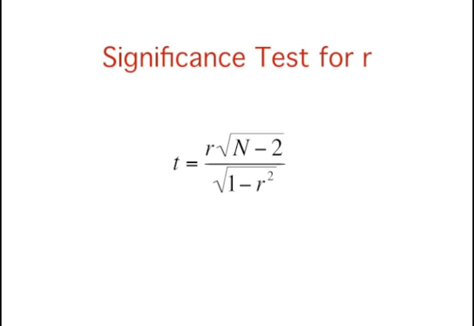The formula for a significance test of Pearson's correlation is shown here. Again, n refers to the number of pairs of scores. This t-value will always be the same as the one obtained in the test of b, since if the slope is 0, the correlation is 0. Thus, if the regression slope is significantly different from 0, then the correlation coefficient is also significantly different from 0.